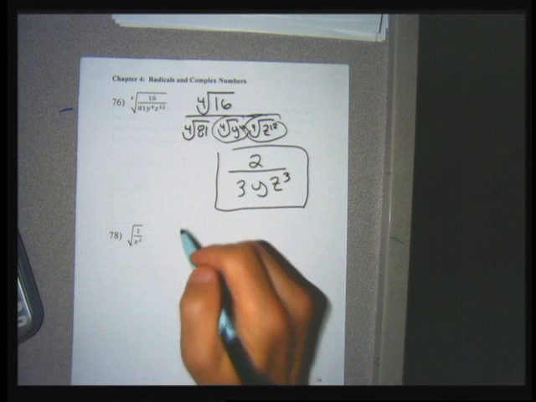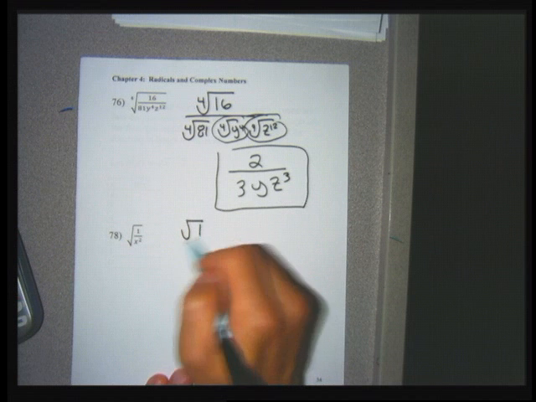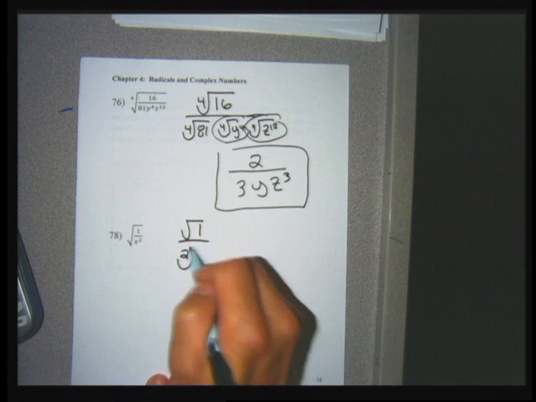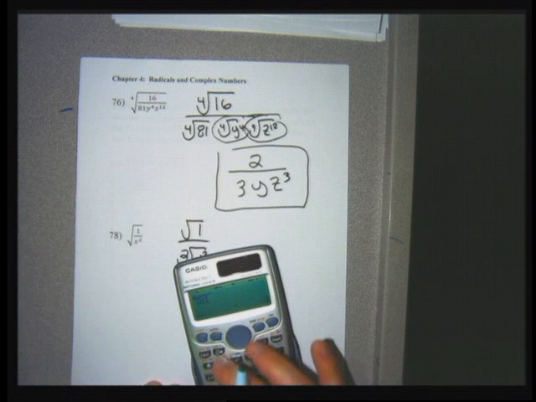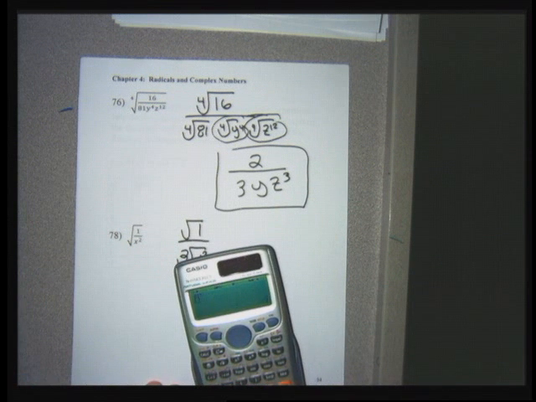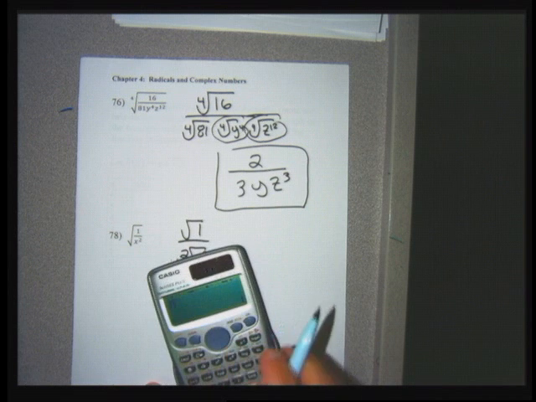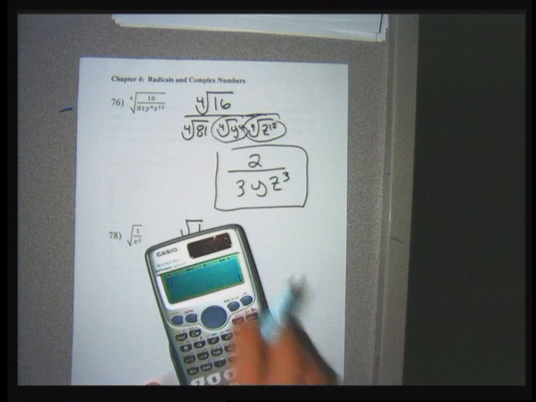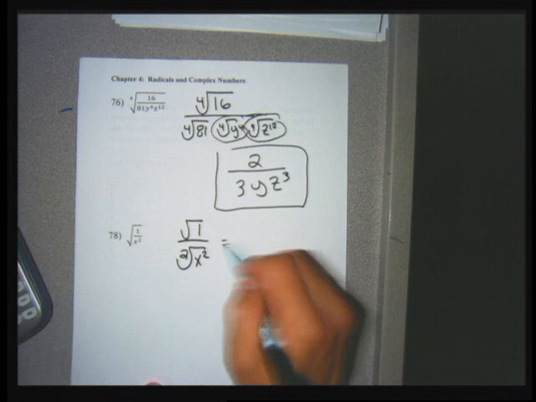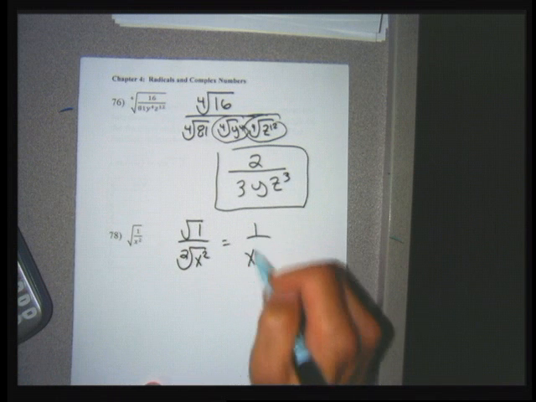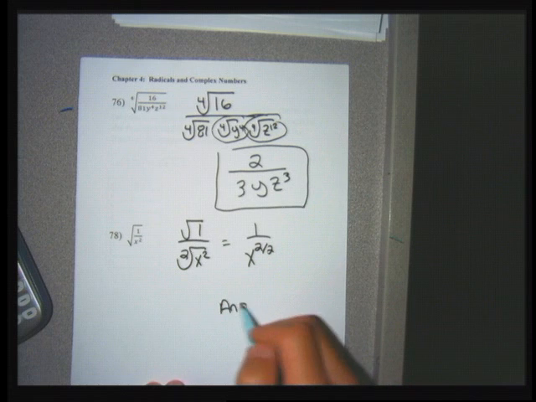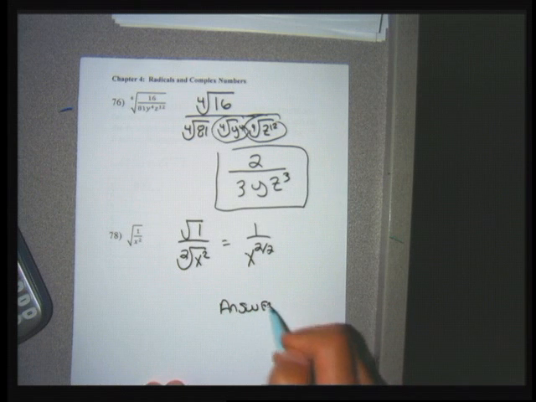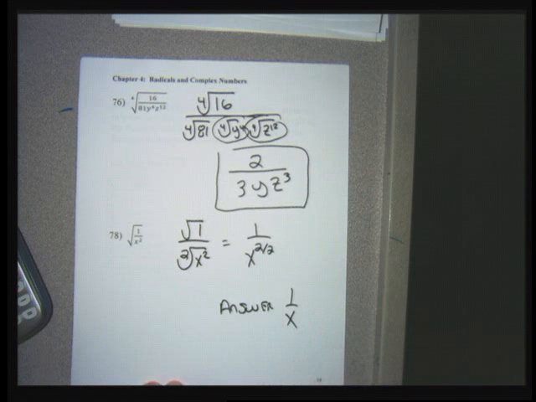And then in 78, I do the square root of 1 over the square root of x squared. 1 is its own square root. If you do square root of 1, you'll get 1 without a radical sign. So that's part of the answer. And then in the denominator, you divide the exponent of the x by 2, and you'll get x to the first. And that gives me 1 over x.